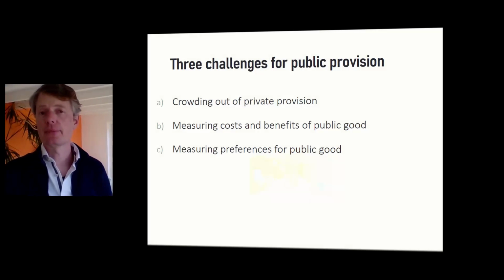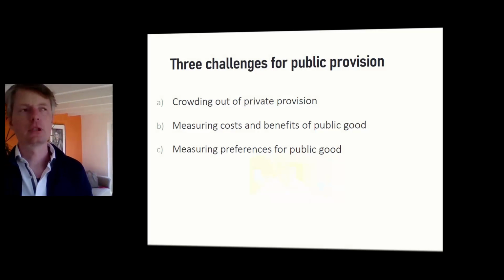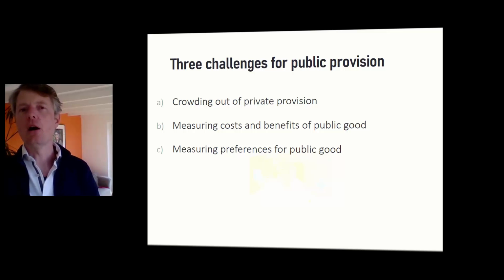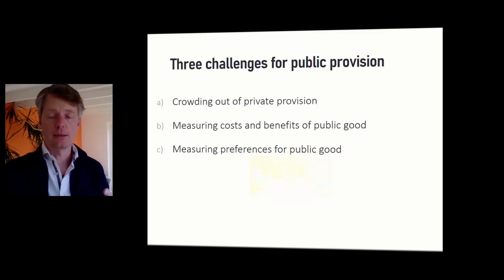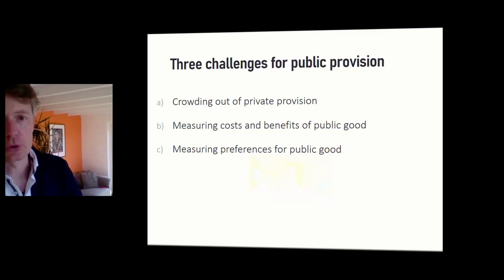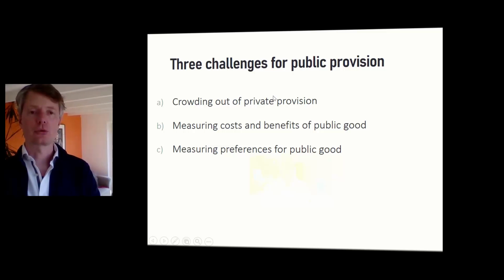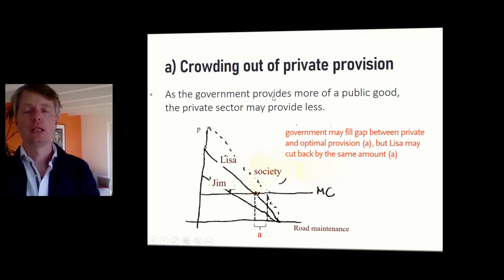It seems simple enough to do a number of votes and then to agree on how much each of the persons involved should chip in for the public good. Unfortunately, it's not that simple for the following three reasons: crowding out, measuring cost and particularly the benefits of public goods, and measuring preferences of voters for public goods. Let's start with crowding out.